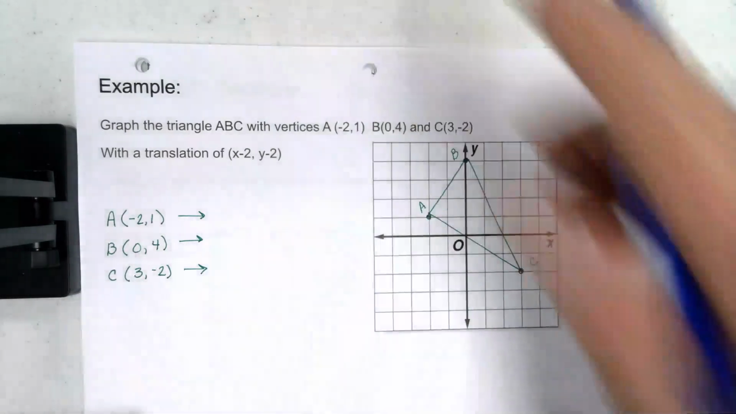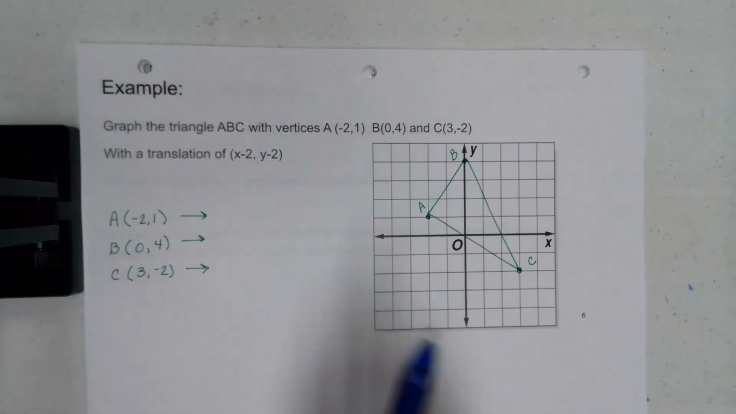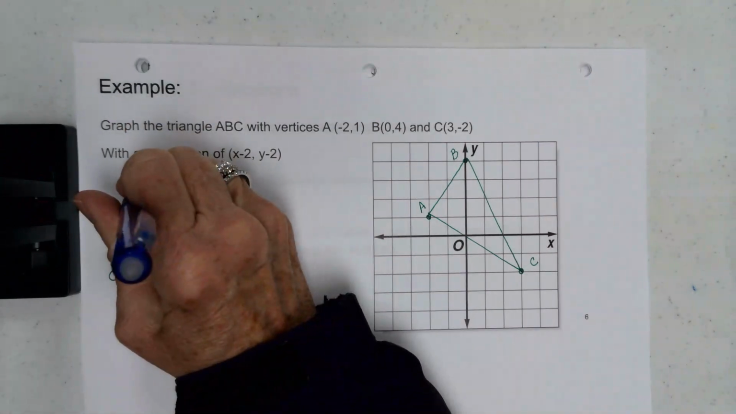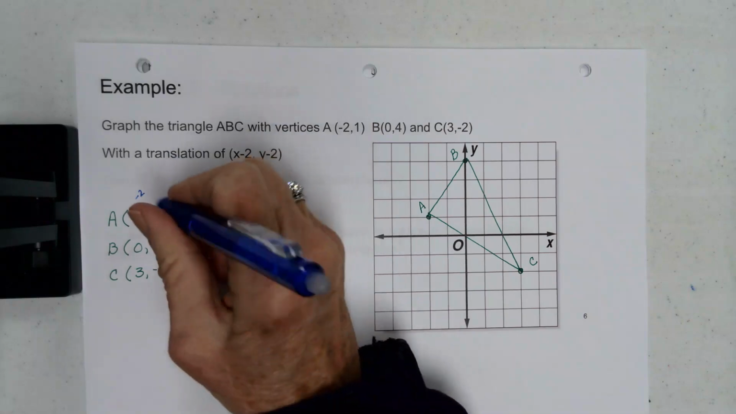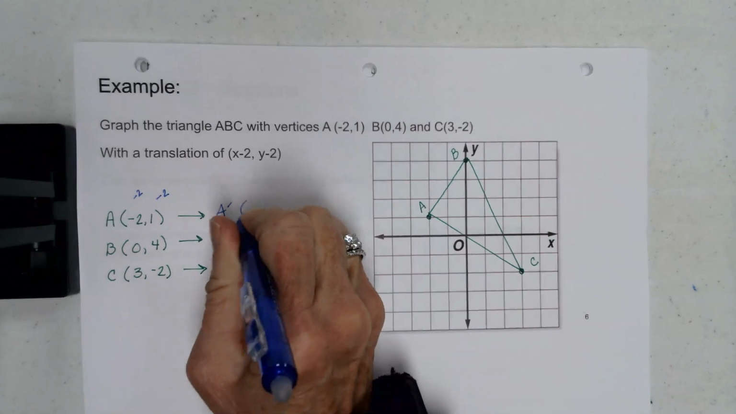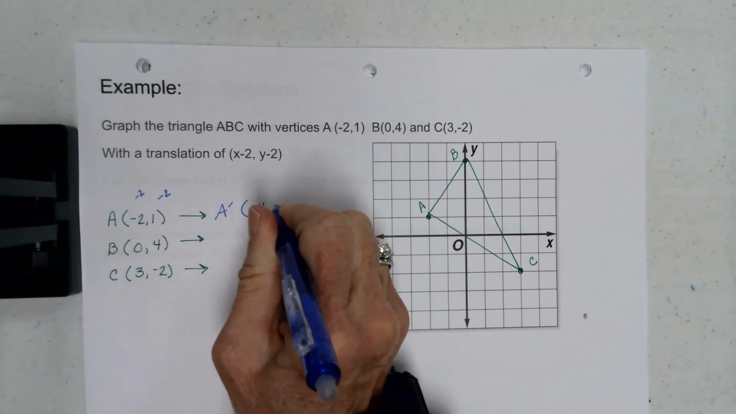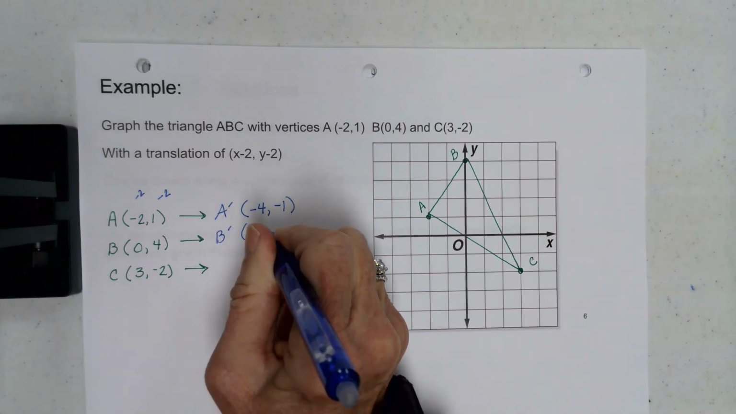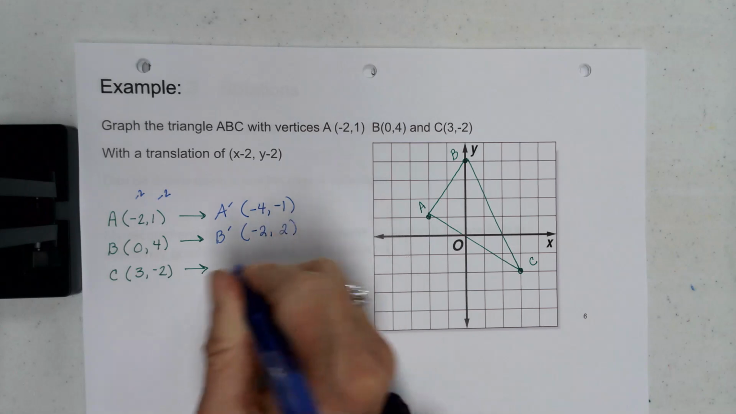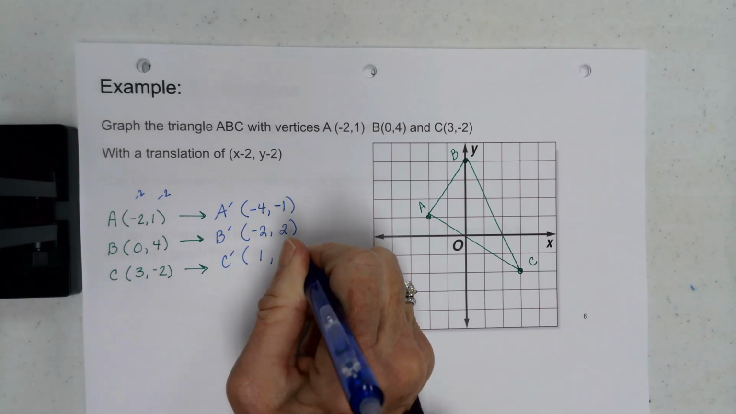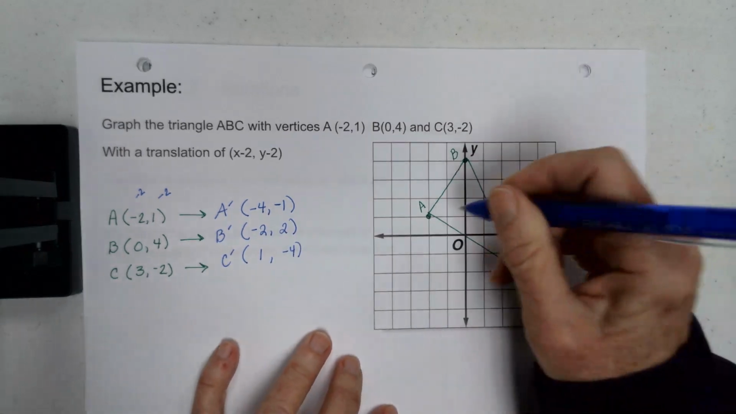Here's an example of a translation. If you'll notice, I did it with symbols. So I'm actually going to add a negative 2 to the x, and I'm going to add a negative 2 to the y. So my new points become negative 4, negative 1, negative 2, positive 2, and 1, negative 4. So I'm going to graph these now.